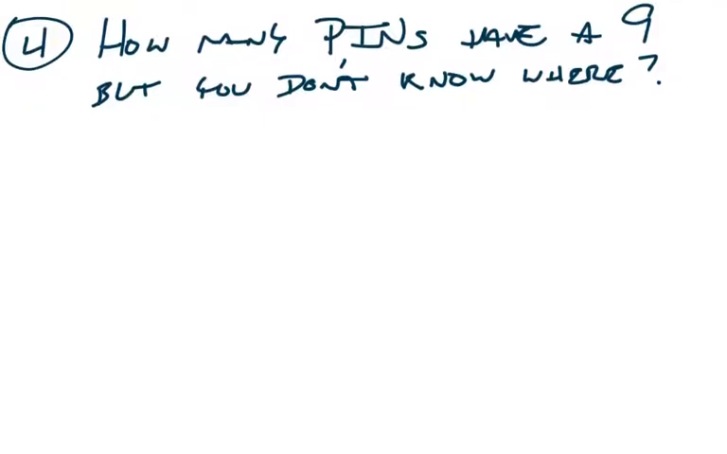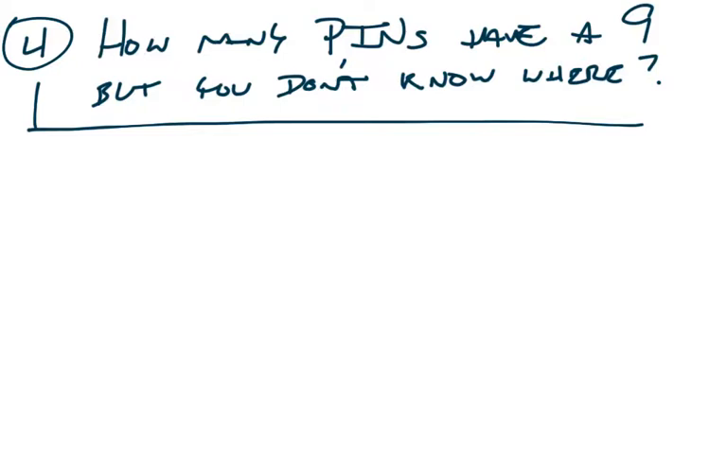Okay. Now, here is an interesting adaptation. Let's say that you know your friend's pin has a 9 in it, but you don't have the benefit of knowing that it's in the third spot. So it's got a 9 somewhere, but you don't know where. How many pins are there that have a 9 somewhere, but you don't know where? Again, I want you to pause the video, go struggle with this, and come back when you're ready.